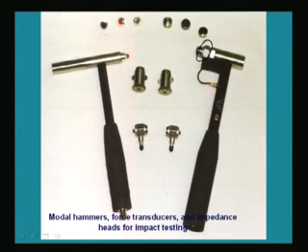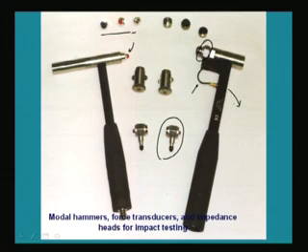Here you can see various kinds of hammer tips. They vary from rubber and aluminum to steel, depending upon what kind of frequency we want to impart to the structure. These are the force transducers, which give us the force. You can see the cord here. From this we can take it to the instruments, and we can display those forces with respect to time.